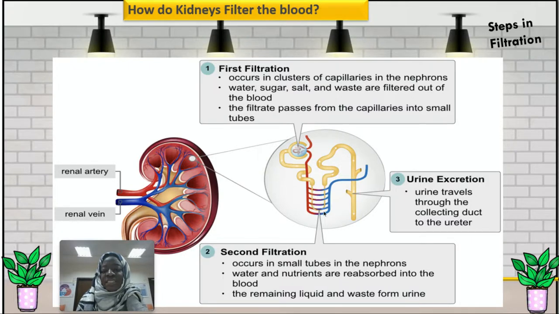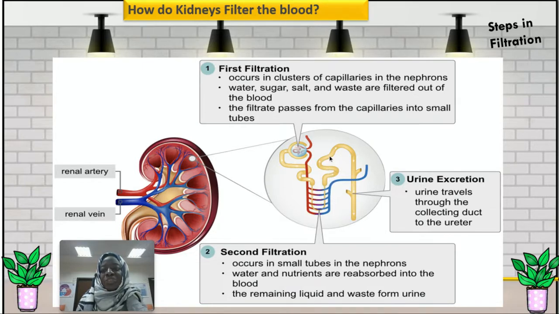Second filtration takes place here in this area called the loop of Henle. The second filtration allows for the substances we need, which are water, sugar, and some salts, to be reabsorbed into the capillaries. So the things that we need leave the tubules, enter the capillaries, and remain in the blood. The remaining waste that is there forms urine.